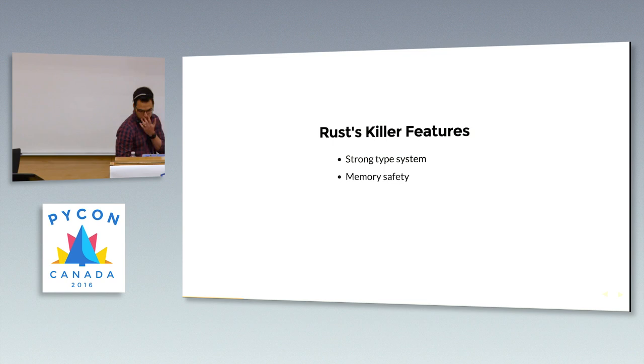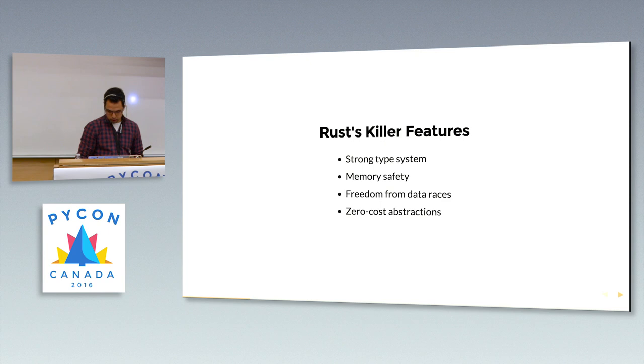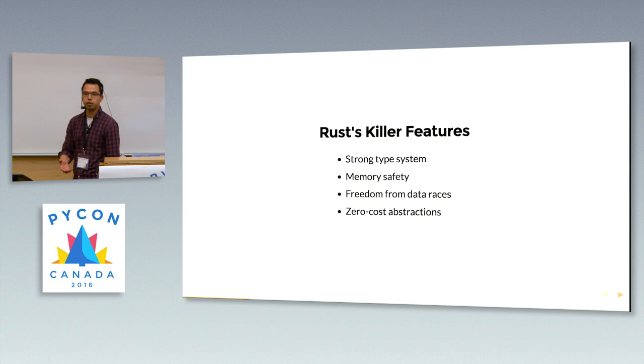Rust also provides memory safety. And it provides freedom from data races, and these are both provided by the type checker. And finally, it also provides zero-cost abstraction. So things that you're used to in high-level languages, like iterators or closures or even pattern matching, Rust is able to have these, but without any runtime cost. And it uses LLVM, the compiler infrastructure, in order to optimize that away to almost nothing.